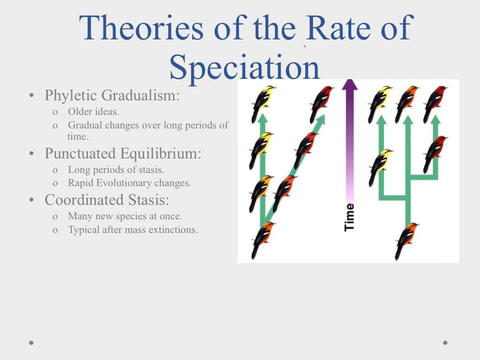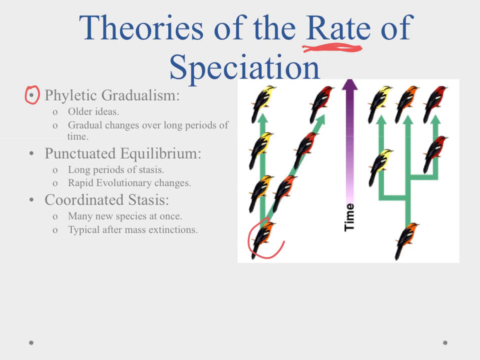So one of the big debates is this rate of speciation. How fast does it happen? When does it happen? Those are the questions. Now, our older theories of evolution tend to fall under phyletic gradualism. And what that means is that species change over time, but over long periods of time.